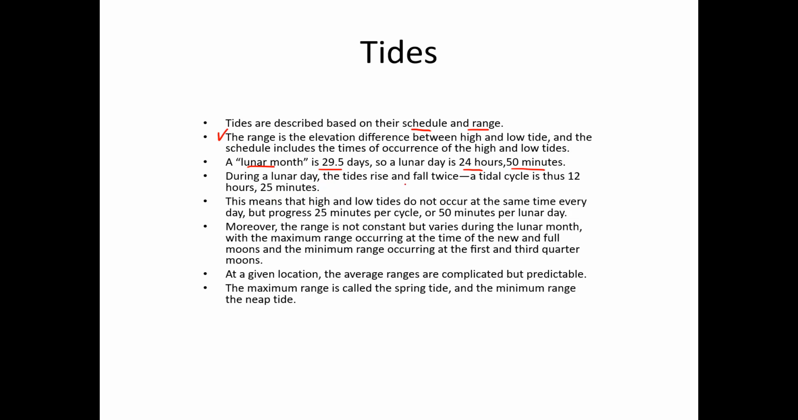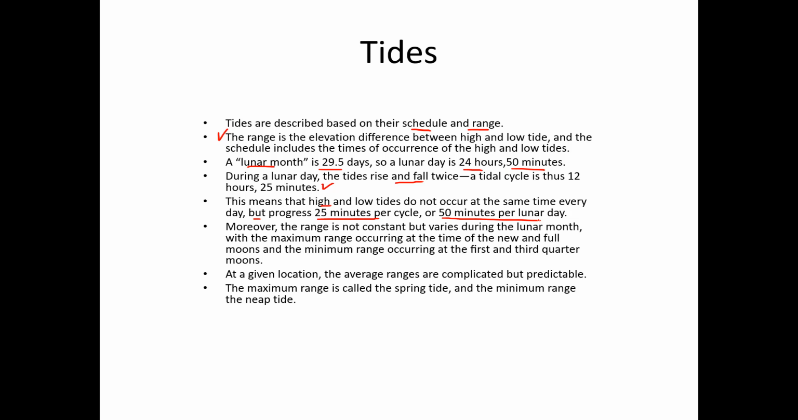During a lunar day, the tides rise and fall twice. A tidal cycle is thus 12 hours and 25 minutes. This means that high and low tides do not occur at the same time every day, but progress 25 minutes per cycle or 50 minutes per lunar day.